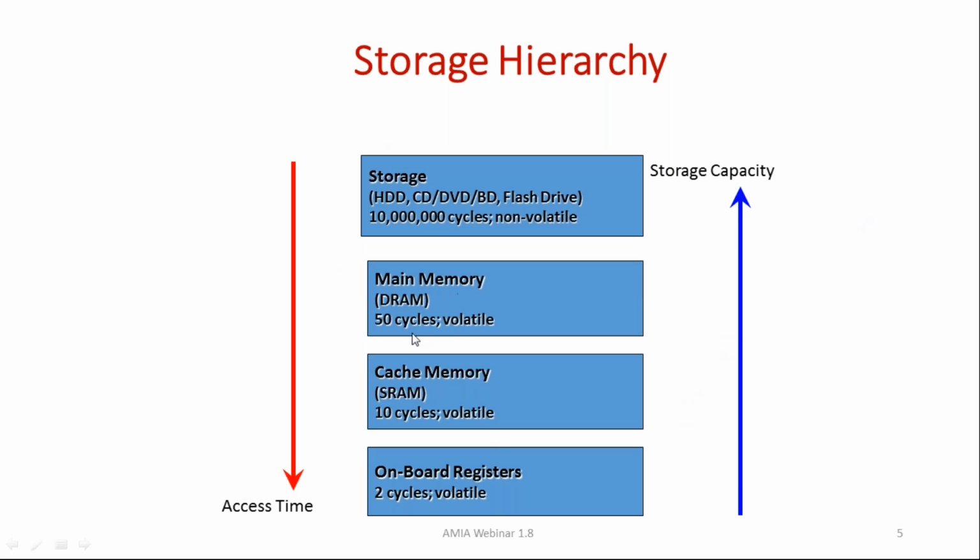Next in line we have our main memory. That's our DRAM, or dynamic random access memory, which again we'll talk about more later. But it's quite a bit slower. Notice that it's about 5 times slower than the cache memory. But that's what you talk about when you say how much memory your computer has. Typically today they're anywhere from 4 to 8 or maybe 16 gigabytes of memory.